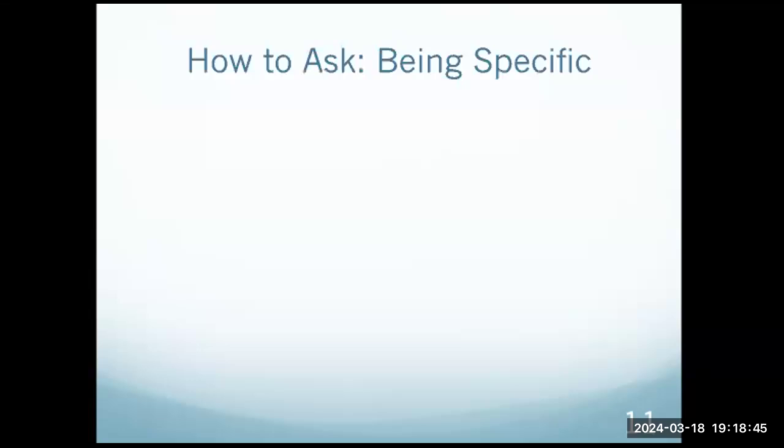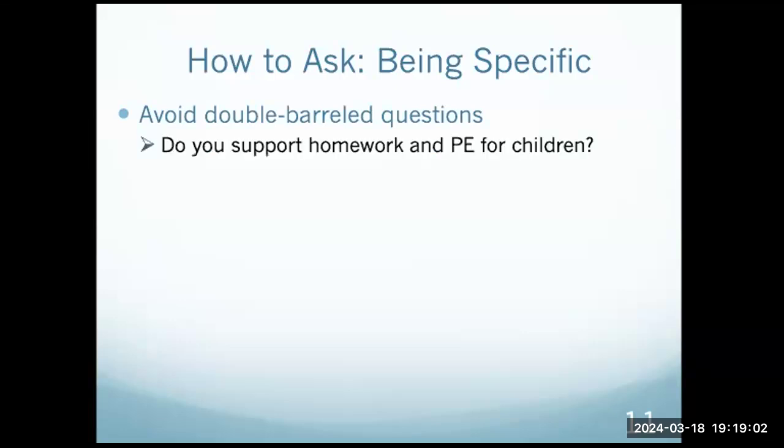Okay. Being specific. There is a term, it's very jargony, called a double-barreled question. A double-barreled question is a question that actually has 2 components. And when somebody answers, it's not clear what they're answering. So an example is, do you support homework and PE for children? If somebody said yes, how are you going to interpret that? Are they saying yes because they support homework? Are they saying yes because they support PE? Or are they saying yes because they support both? Somebody reading this question wouldn't know how to answer.